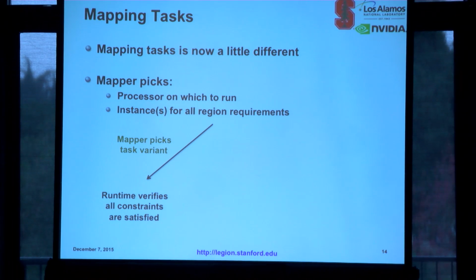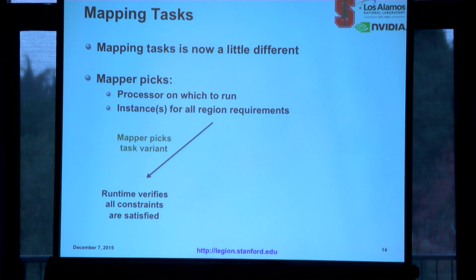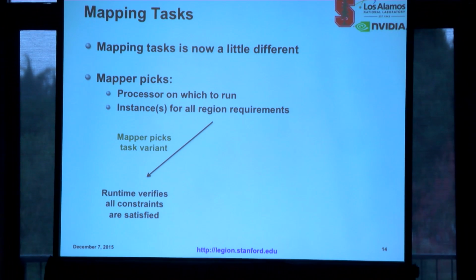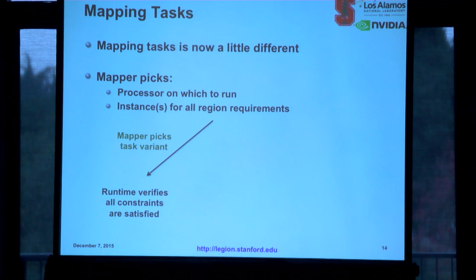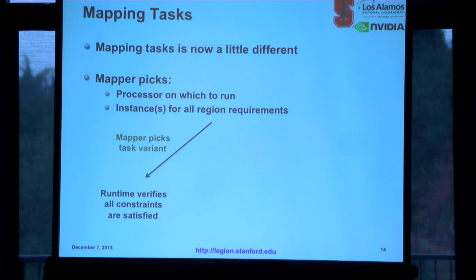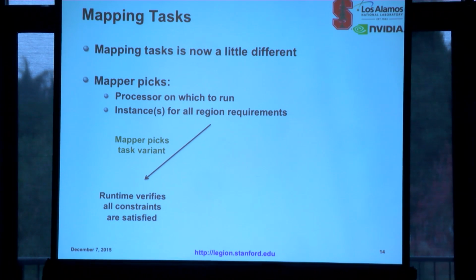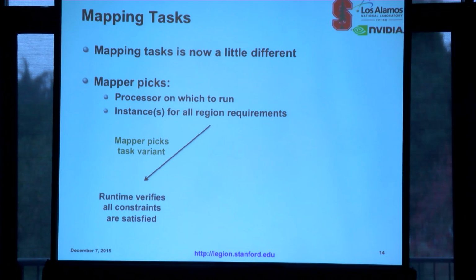Our mapper can either choose to pick a task variant that it's going to use when it goes to run. And if it does that, the runtime is going to be able to use its knowledge of the layouts of the physical instances that the mapper has chosen, as well as the constraints that were registered with that particular task variant, to verify that all the constraints are satisfied. It means that you haven't broken correctness. If it doesn't satisfy the constraints, we'll report that back to you.